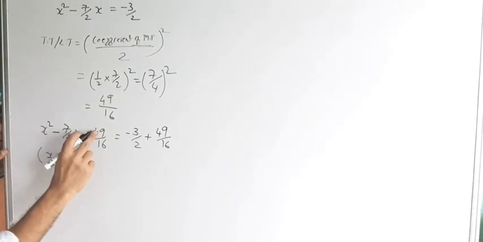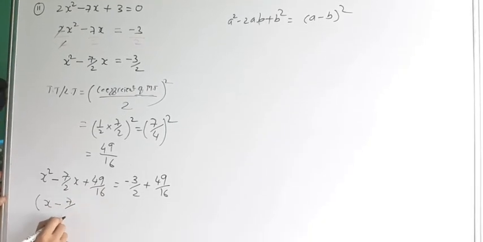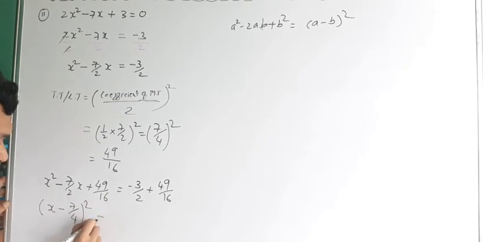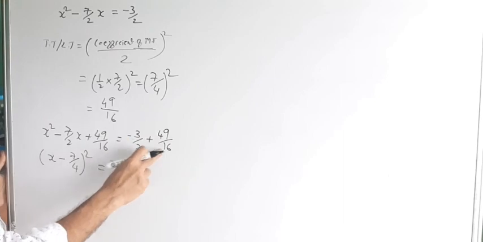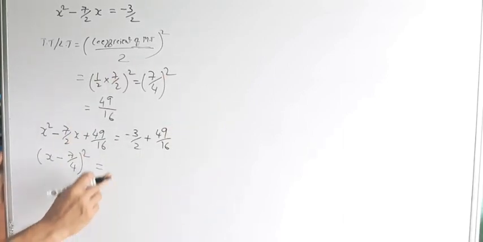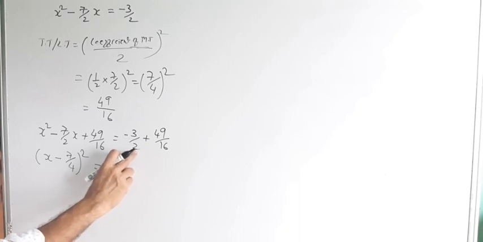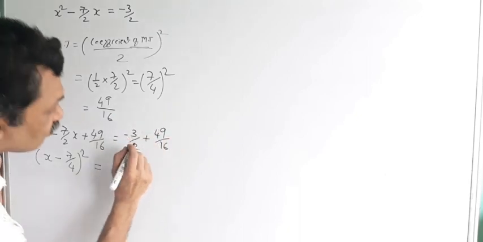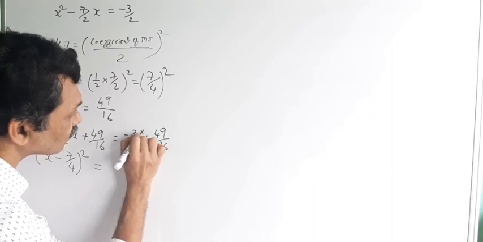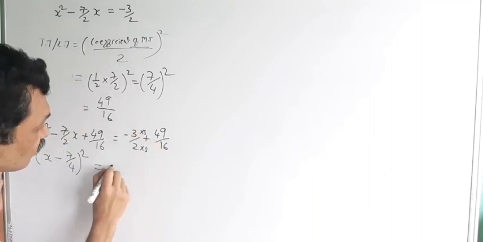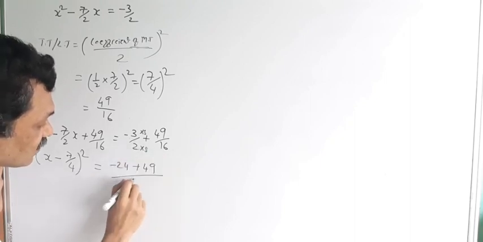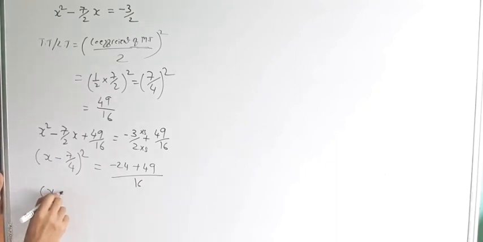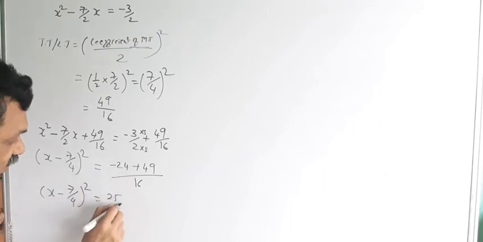Square root of 49 is 7, square root of 16 is 4, and the whole square is equal to... we'll simplify this. We know how to find the LCM, or cross multiplication would give you 16 times 32, which is a bigger number. So instead, find the LCM of 2 and 16. The LCM of 2 and 16 is 16. To make this 16, I have to multiply by 8. So this will give us 8 times 3 is 24, minus 24 plus 49 upon 16. So x minus 7 upon 4 the whole square is equal to 25 upon 16.